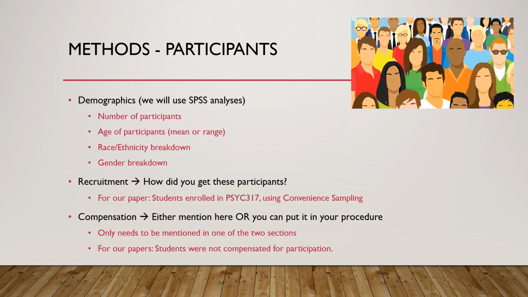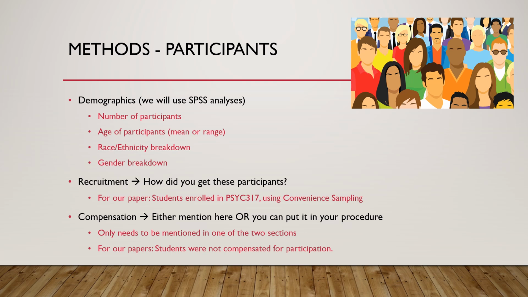For your participants section, you're going to need to cover three different things. The first is your demographics, and you're going to use SPSS for these analyses. You always need to have the number of participants from the data set. You need to have the average age as well as the range, what is the youngest and oldest person in your population. You need to have a breakdown of the race ethnicity, which is provided in the race variable in your SPSS file, and then the gender breakdown, percentage of male, percentage of female, etc. And again, that is presented in your SPSS file as the gender variable.